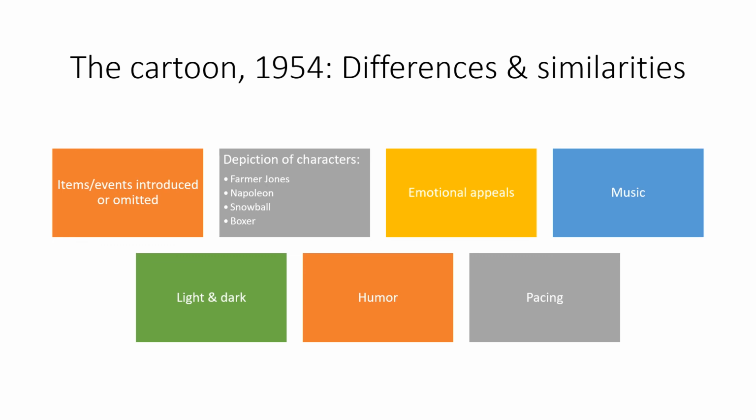Are there details that the filmmaker adds or creates or includes that shape the way you see them or receive them? Are there emotional appeals in this film? Some people call it propaganda. Is it only emotional? What happens with the music? How does it change? How does it convey mood? Does it affect the emotional appeals? Light and dark? Are some things dark? Are some things light? How do those affect the scenes and how things change? Is there humor? Humor that wasn't in the book or humor that is in the book? And what is the pacing like?